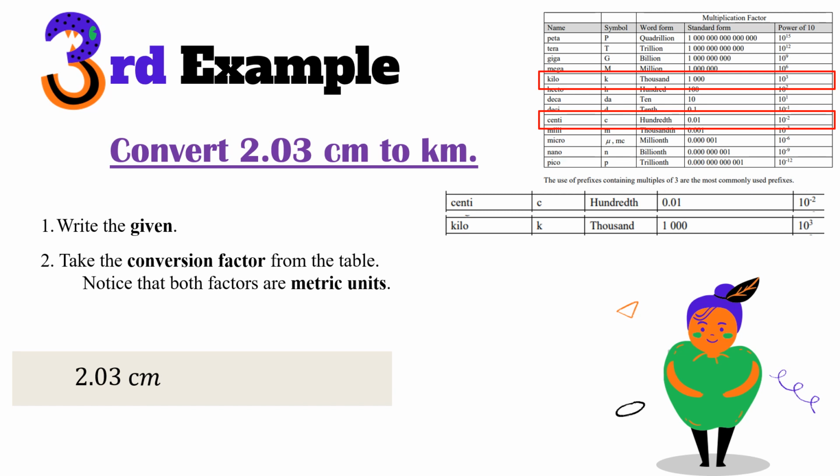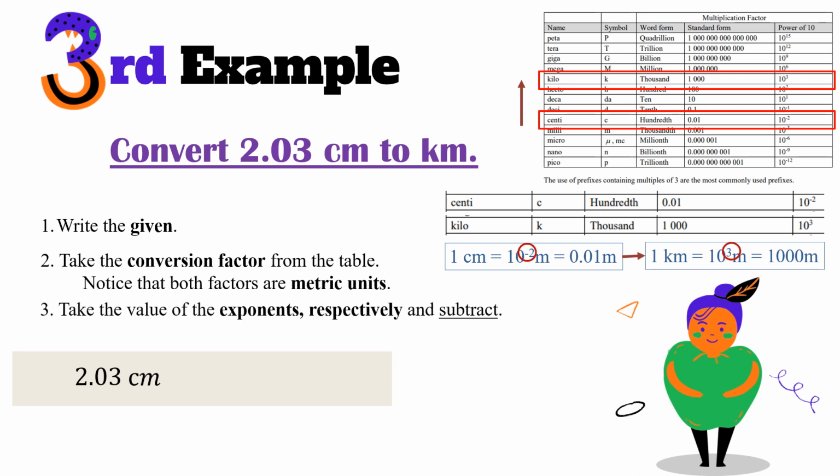That's 1 centimeter is equivalent to 10 raised to negative 2 meter, and 1 kilometer is equivalent to 10 raised to 3 meters. So observe from the table of conversion, you are going to convert from centi to kilo. So you take the value of the exponents respectively. So first, the exponent of your centi, and then next is the exponent of your kilo. Now subtract the two exponents. Negative 2 minus positive 3, that will give you negative 5.